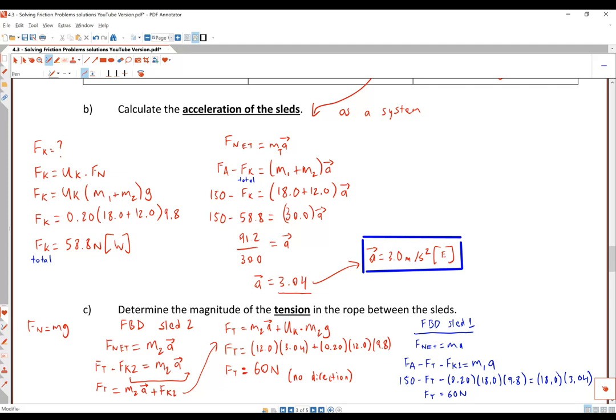Now, do you need to do both of these steps for sled 1 and sled 2? No, you can use either scenario and both of them will give you the same answer. You can use it to do a check just to see if you're getting the same answer or not.